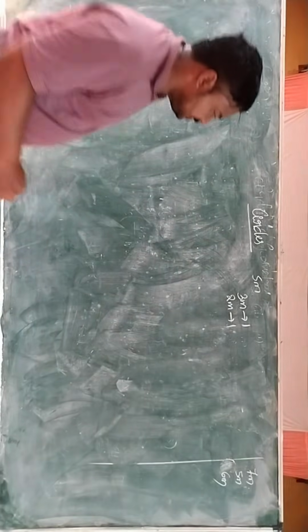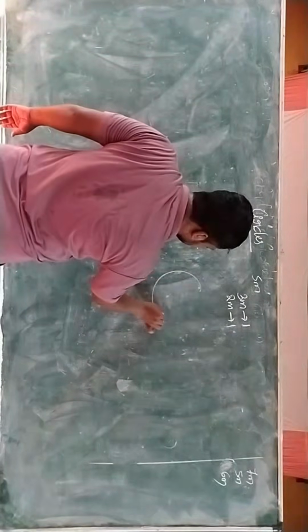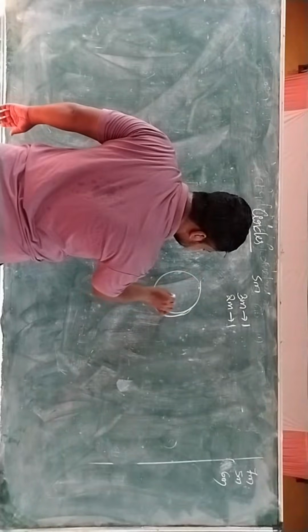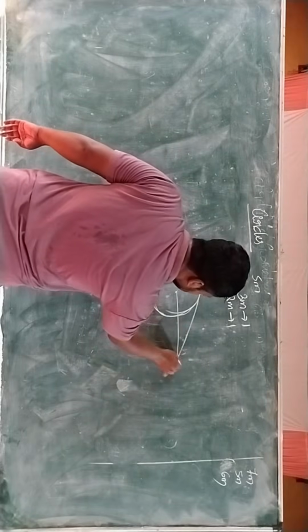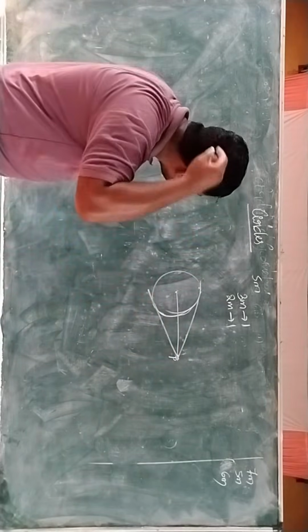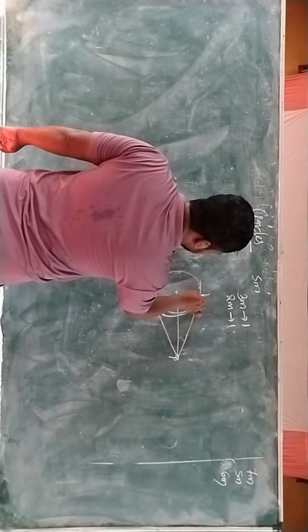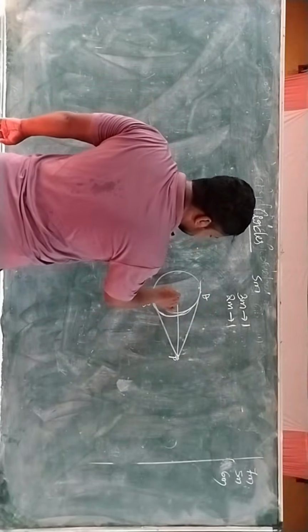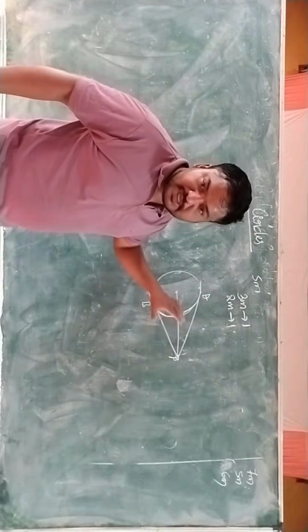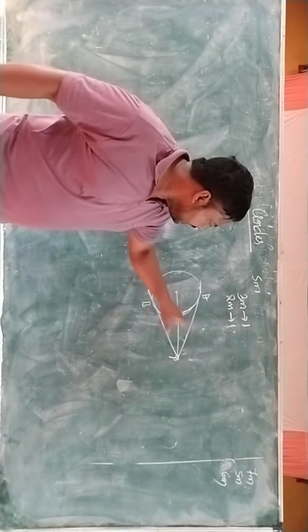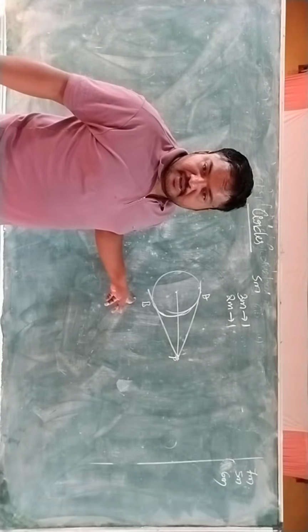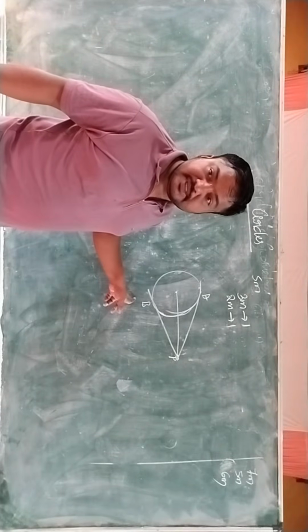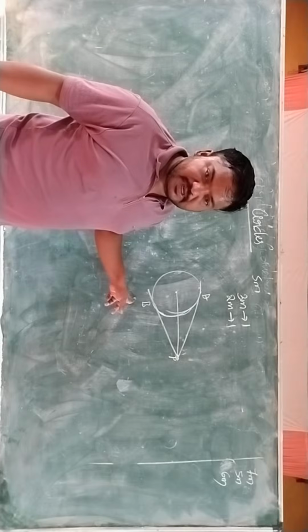You know theorem. 2 theorems are here. One is, PA and PB, we need to show tangents drawn from an external point to a circle are equal. PA is equal to PB. Very simple. You can use Pythagoras theorem or congruency of triangles. In that case also you will get the answer.